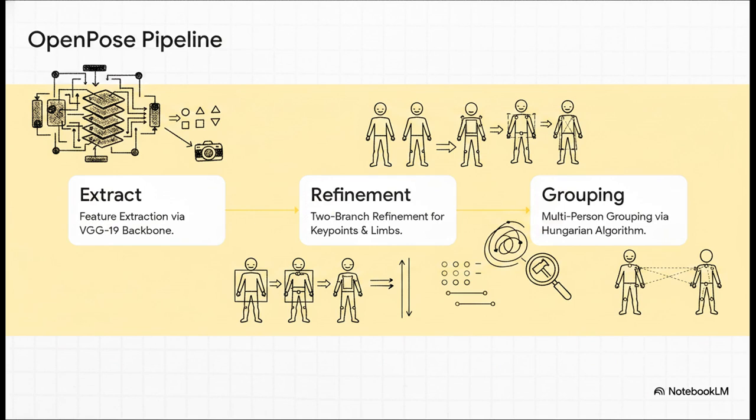So, the traditional method was what we call top-down. You'd find every person first, draw a bounding box around them, and then estimate the pose. But you can imagine that gets incredibly slow if there are 50 people on the screen.